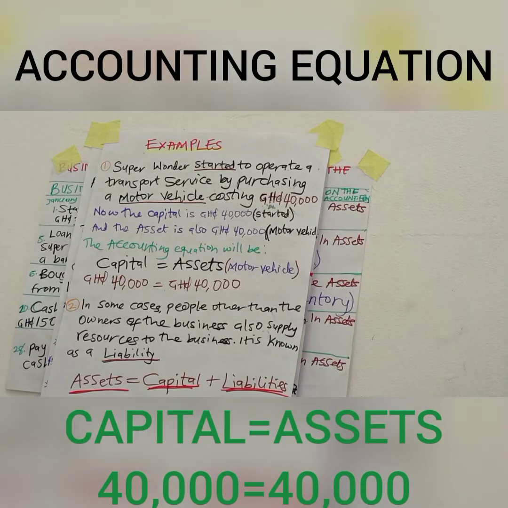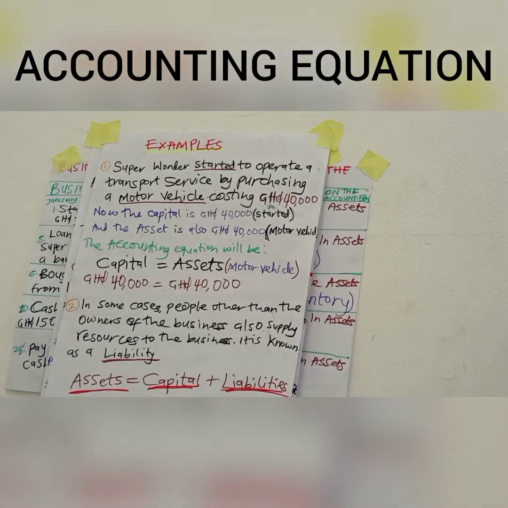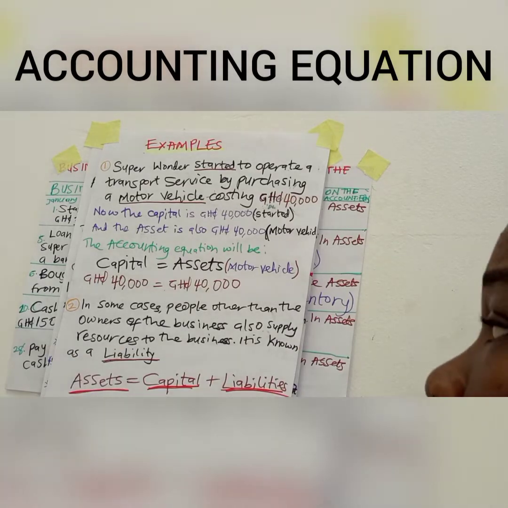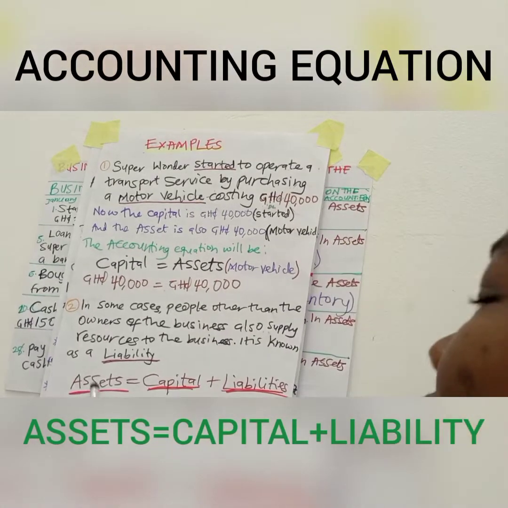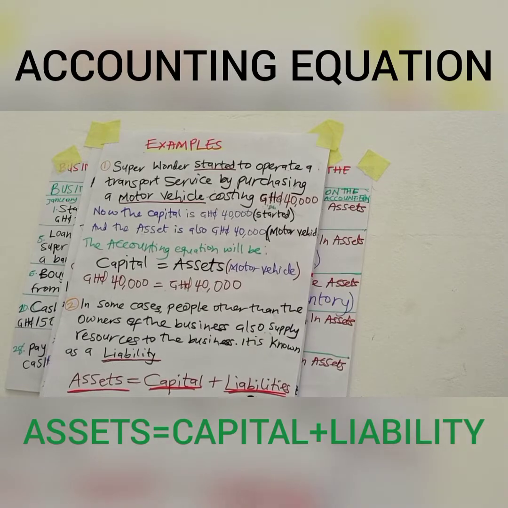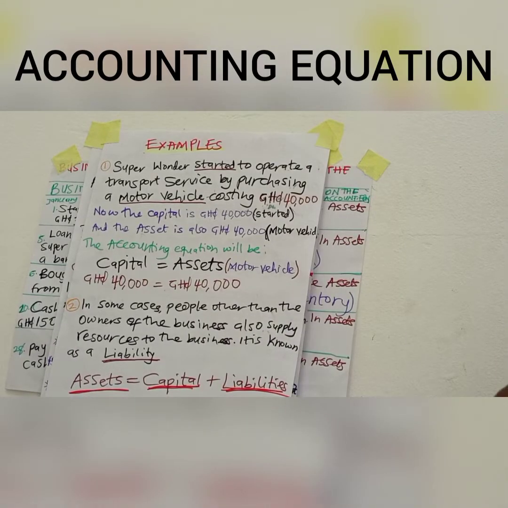So in some cases, other people other than the owners of the business also supply resources to the business. If others supply resources to the business, it's called what? Liabilities. An example is you went to a bank and the bank gave you a loan to add up to your capital to run your business. So that money they gave you is called liability. So the equation now will be asset is equal to capital plus liabilities, because a loan has been added. I hope you are getting it.